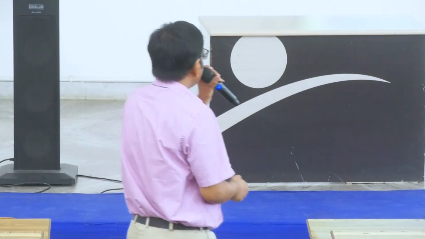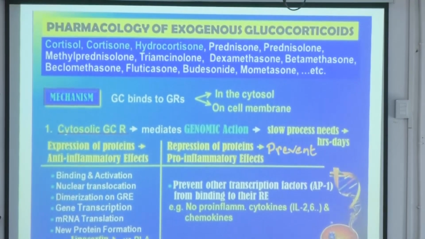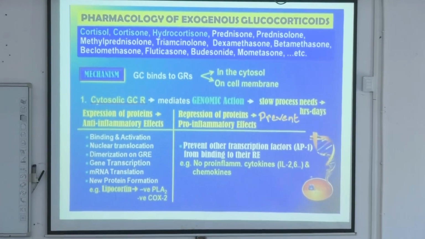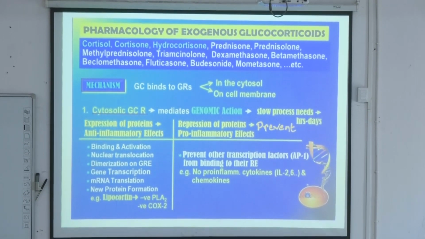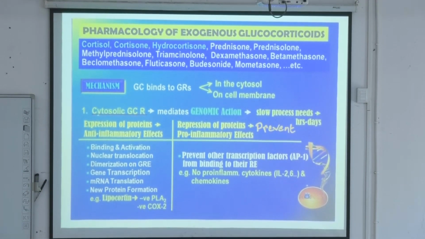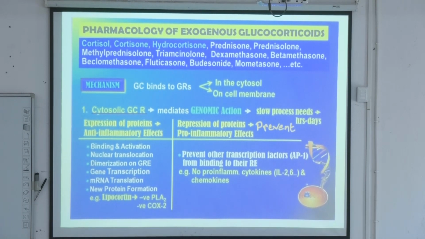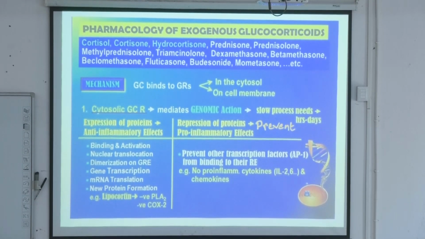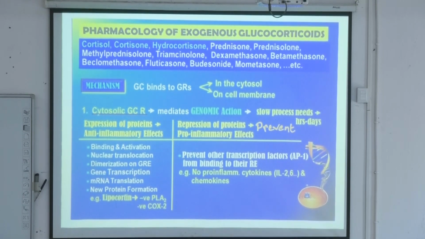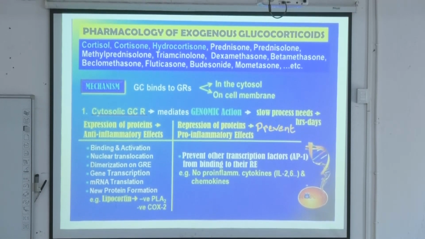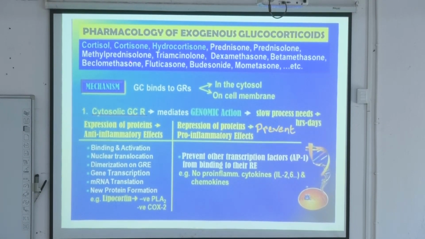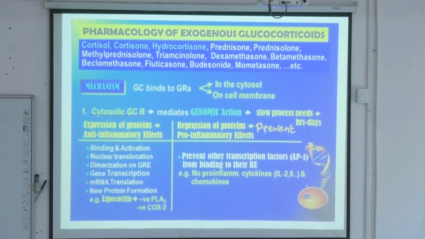When needed, we give from outside in form of tablets, injections, ointments, inhalational drugs. Few examples are cortisol, cortisone, hydrocortisone, prednisone, prednisolone. In the next class, Dr. Siddhartha Ghosh, in the very beginning, through one or two charts, will give you the various names and their preparations. The common names are cortisol, cortisone, hydrocortisone, prednisone, dexamethasone, betamethasone, fluticasone, budesonide, mometasone.